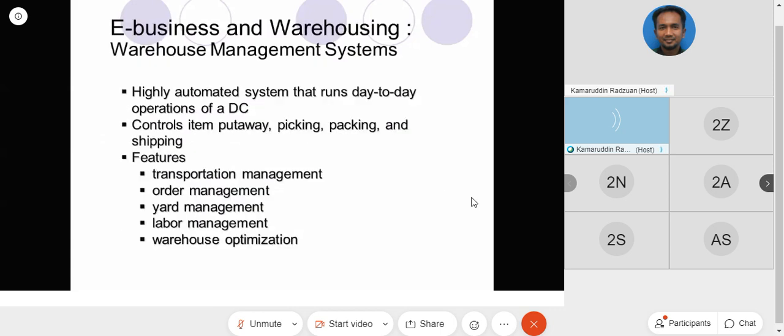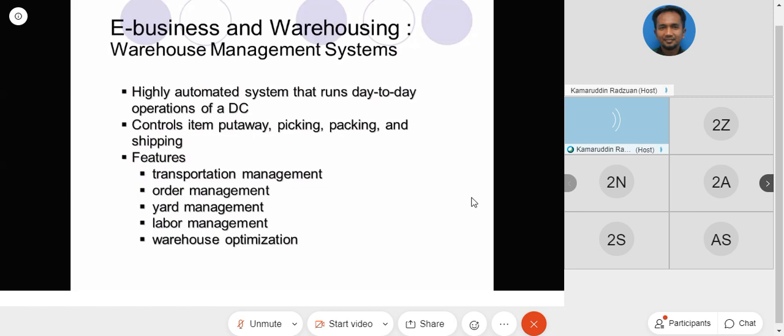Business and warehousing. So what activities are under e-business and under the warehousing activities?